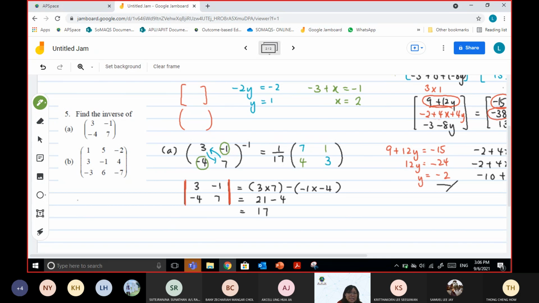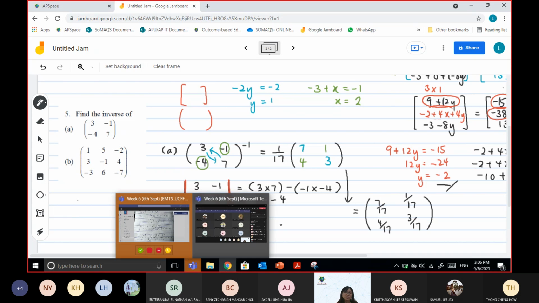Then the next thing is we bring in the 1/17, so multiply each element by 1/17. So we have 7/17, then 4/17, then 1/17, and 3/17. Okay, so this is the answer. Done, right?